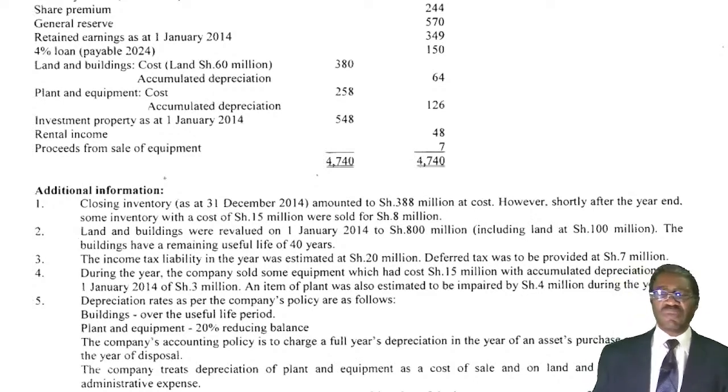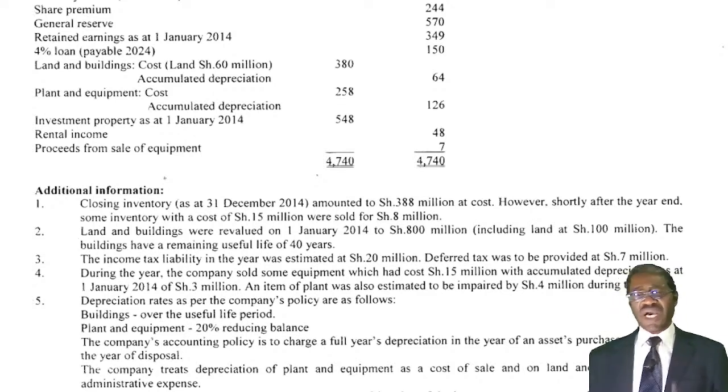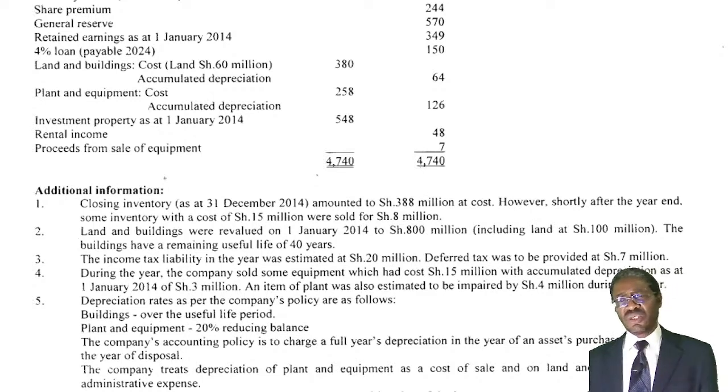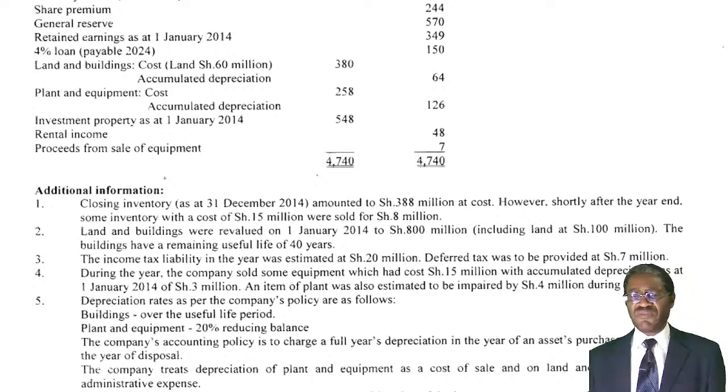Additional information. Number 1, closing stock or closing inventory as at 31st of December 2014 amounted to 388 million at cost. However, shortly after the year end, some inventory with a cost of 15 million was sold for 8 million. We shall discuss that in a short while.